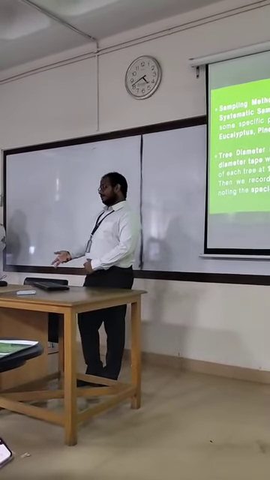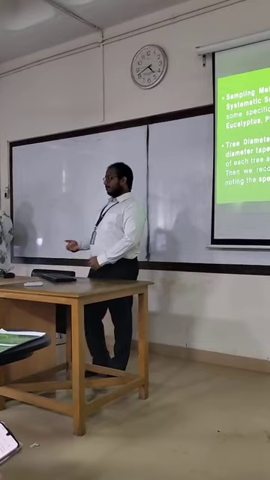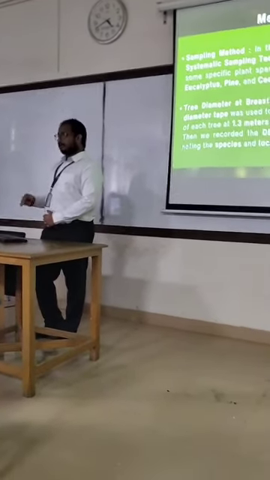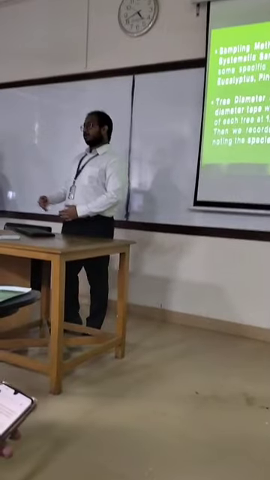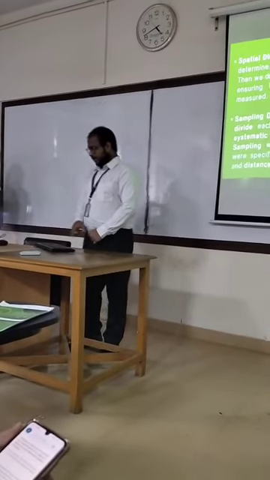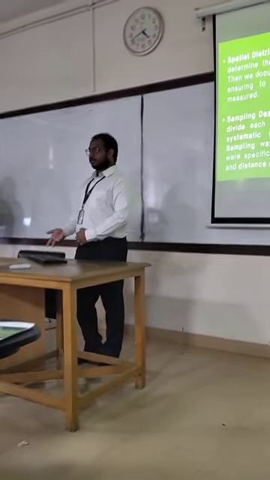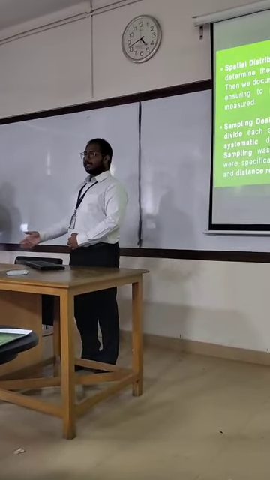Calculate basal area. We measure the base of each tree at 1.3 meters above the ground using the diameter plane, and then we record the base for each tree. Then, in terms of spatial distribution, we use the measuring tape to determine the distance between the selected trees, and then we record the values.